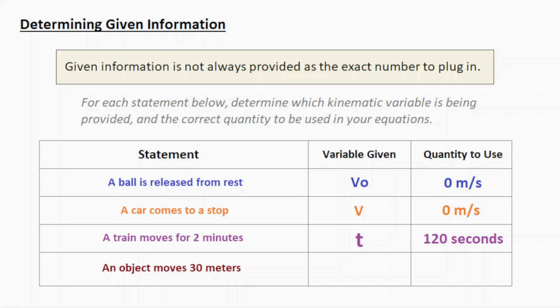Lastly, an object moves 30 meters. Note that the kinematic equations do not have distance or displacement represented. They contain starting and ending position. So we are being given information for those variables, and as long as the quantities are 30 meters apart, they would be showing that the object moved 30 meters. It is probably best to start at 0 meters and end at 30 meters, but a student would not be wrong to start at 5 meters and end at 35 meters.